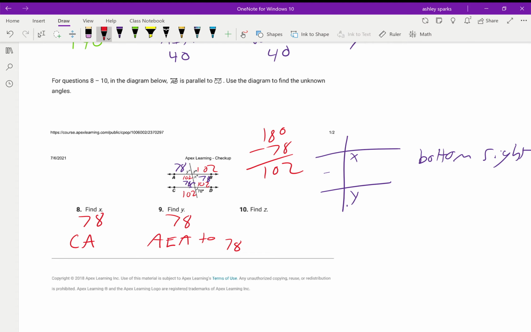And Z would be supplementary, which means it's 102 degrees. So literally, you have these like little compasses. You have two measurements, and you fill them in accordingly. Any questions, we'll go over this in class.